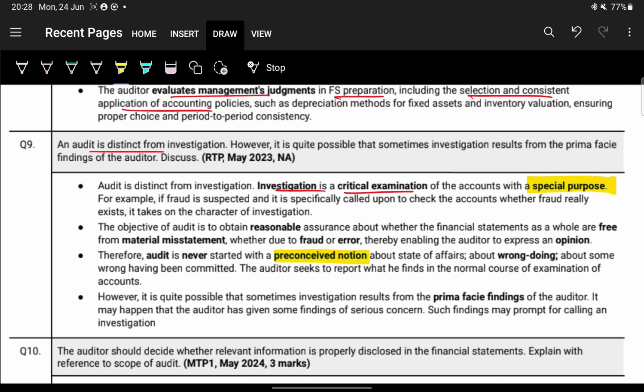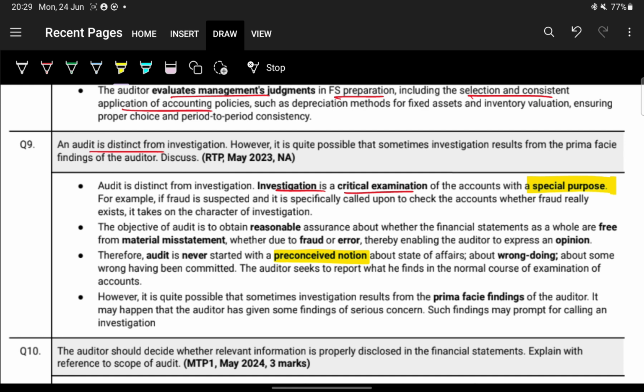So you know there is something wrong and you are finding out what is wrong. But in audit it is not that. There's never a preconceived notion. We don't assume that there is a wrongdoing. We are there to express an opinion that the financial statements are free from material misstatements, whether due to fraud or error. But we are not there to find out if there is any particular wrongdoing. Audit is very broad, whereas an investigation is very focused and narrow.